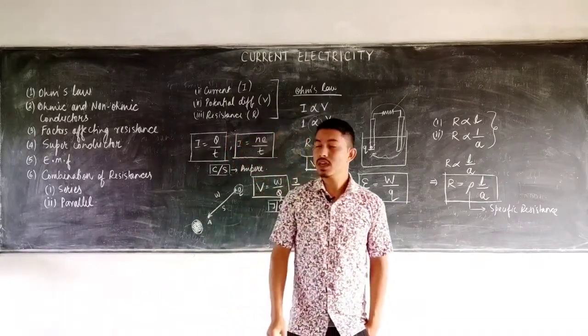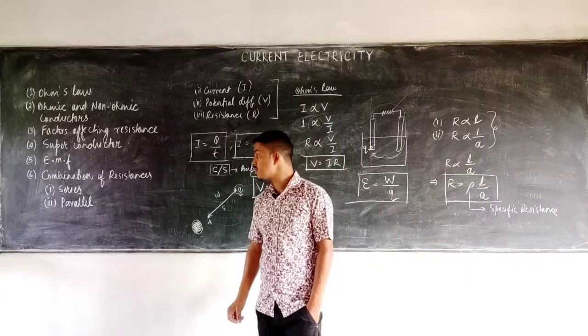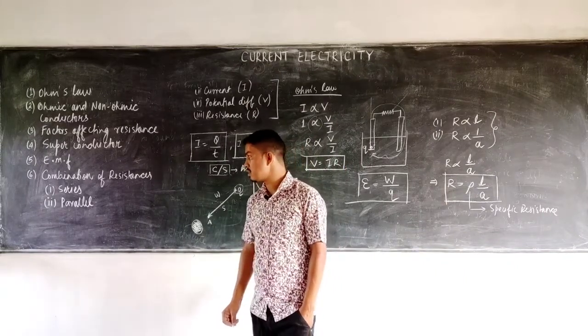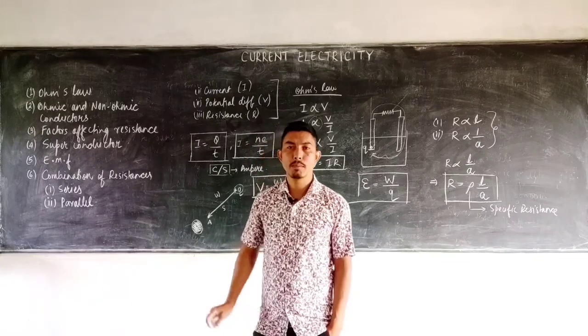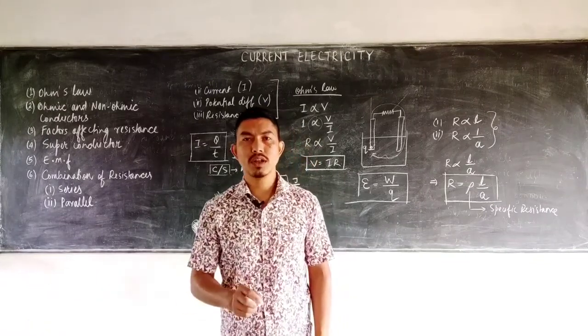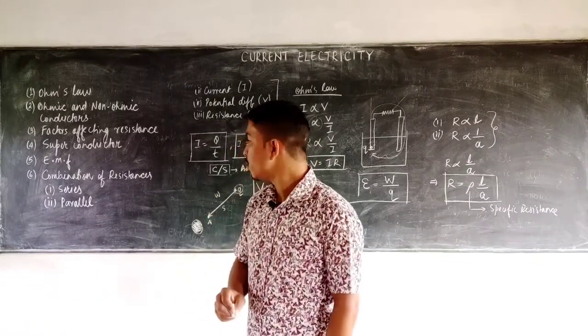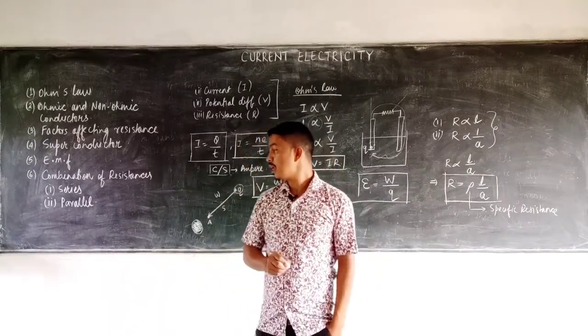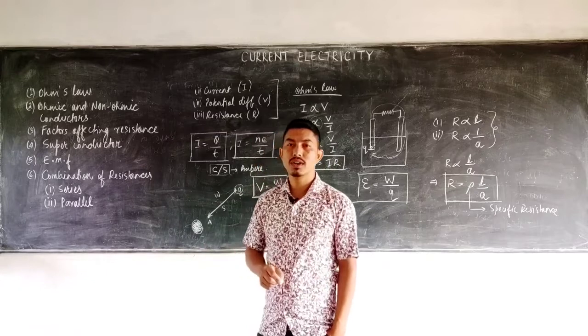Now coming to the sixth and the last topic of this session, the combination of resistances in series as well as in parallel. For this you need to learn to derive the formula to find the equivalent resistance when they are connected either in parallel or in series.